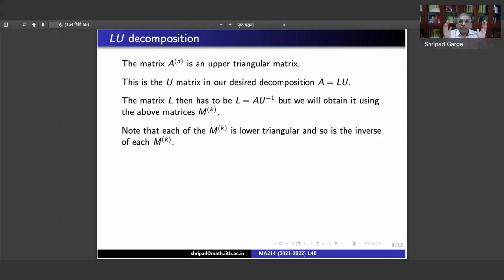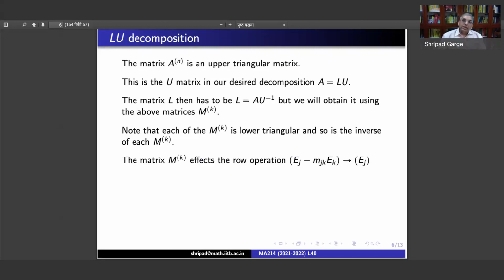So if you take the determinant of MK, the determinant is 1. The diagonal entries are 1 and there is nothing above the diagonal. So the determinant of MK is the product of diagonal entries, which is 1. So the matrix is invertible. And in fact, the inverse of each MK is also lower triangular. It is given in a similar way. So let's see how it is done.